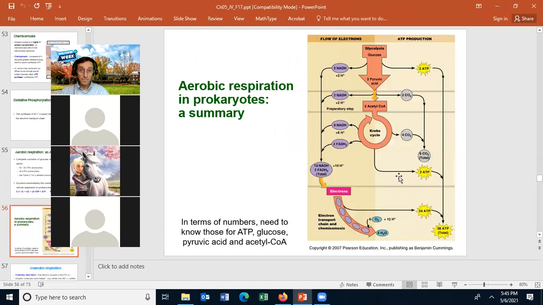And there's the summary of aerobic respiration in prokaryotes, starting with glycolysis, the preparatory step in the Krebs cycle, and then the NADHs and FADH2s carry the electrons to the electron transport chain, where the majority of ATP is produced in aerobic respiration. Any question about any of that?